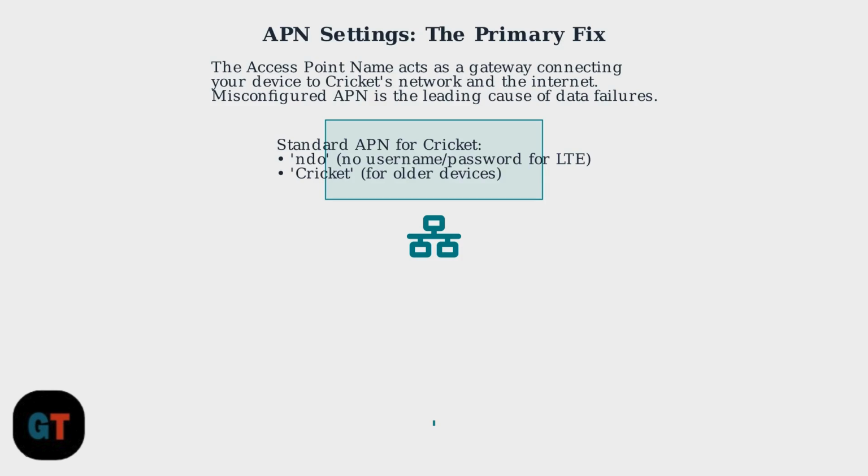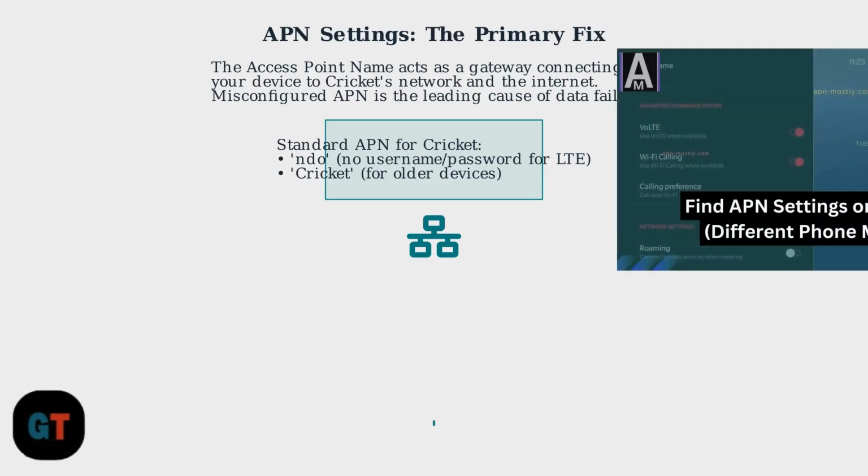For Cricket Wireless, the standard APN is typically ENDO for LTE connections, requiring no username or password, or Cricket for some legacy devices. To access and modify your APN settings on an Android device, navigate to Settings, then Mobile Networks, and select Access Point Names. This screen allows you to view, edit, or add new APN profiles.